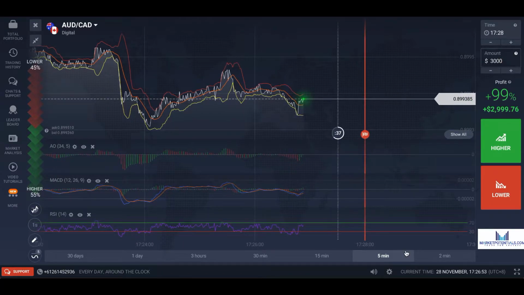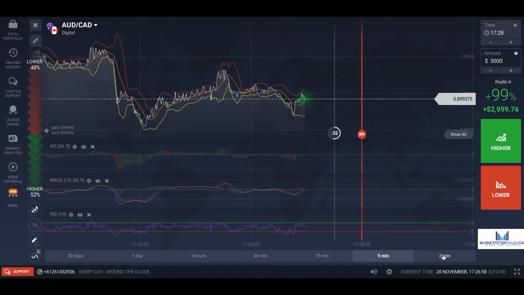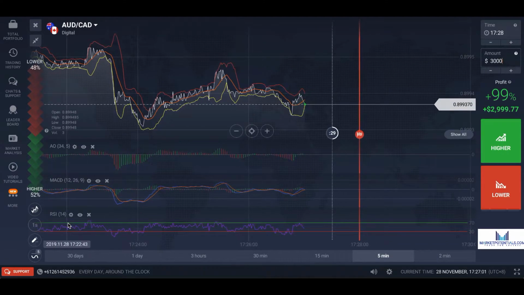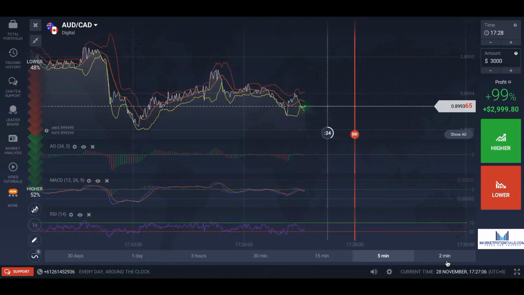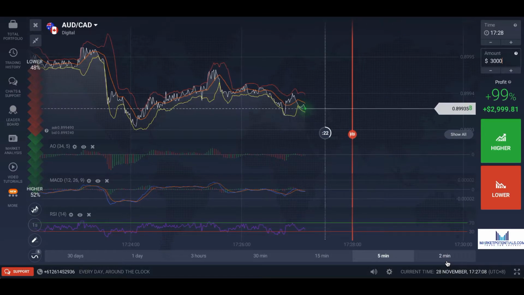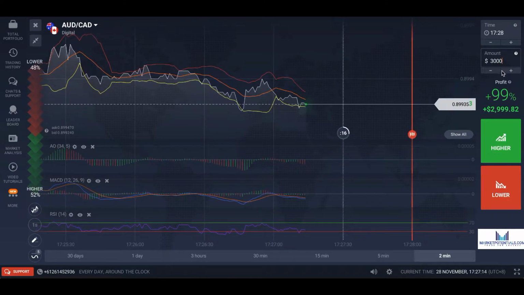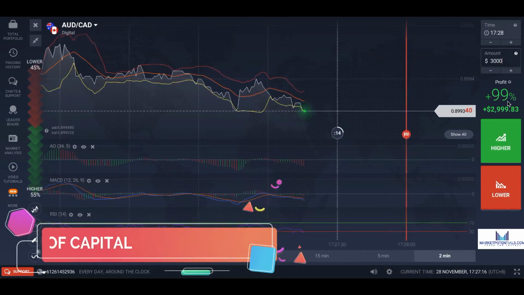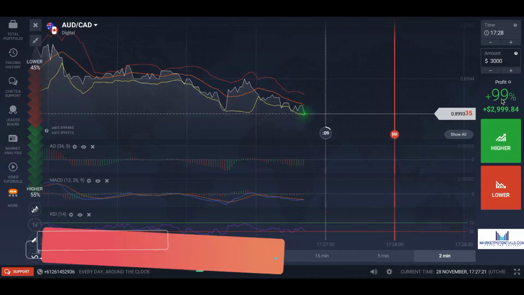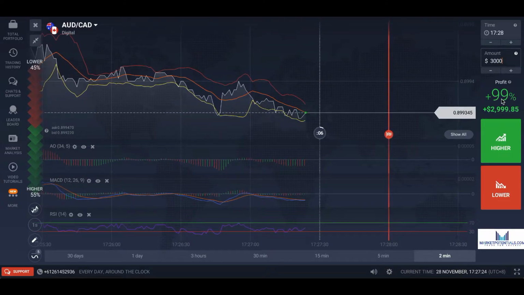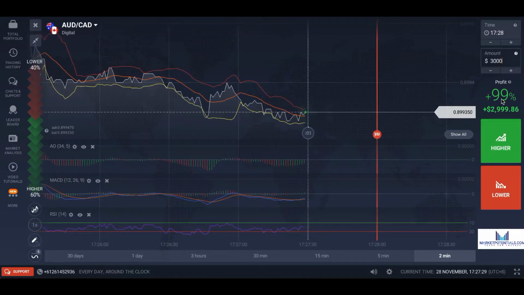This is the 5-minute chart. This is the 2-minute chart. I typically use between these two to enter a trade. As you can see, I've been looking at the movement to decide when's the right time to go in. The important thing to remember with binary options is that the payouts can be really huge. If you're looking at a $3,000 investment, you're looking at a 99% profit margin on a successful trade, which is an incredible amount of money for the amount of investment that you're putting in.